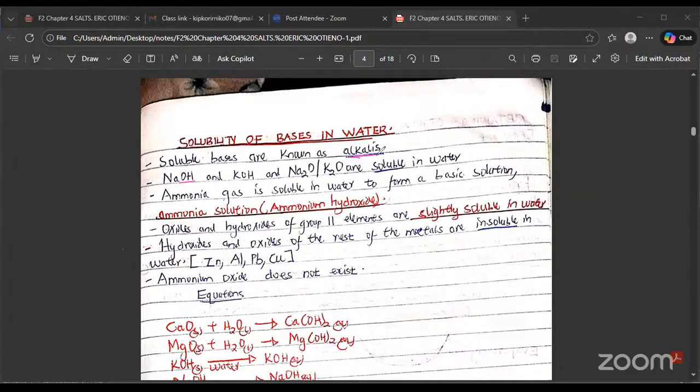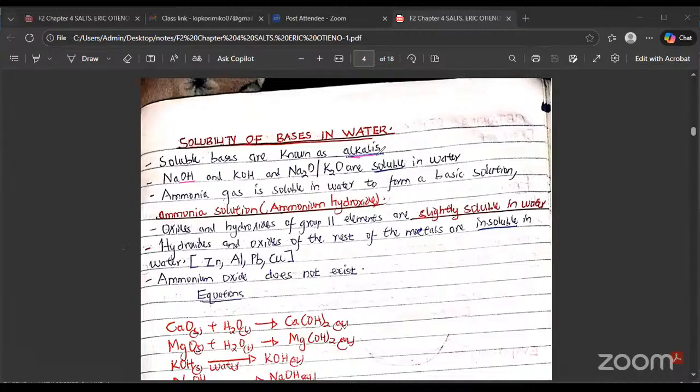Oxide and hydroxide, which will also be mentioned in another topic. So, oxides and hydroxides of group 2 elements are slightly soluble. As you move across the period, the solubility will be decreasing. Now, let us see. Hydroxides and oxides of the rest of the elements are insoluble.